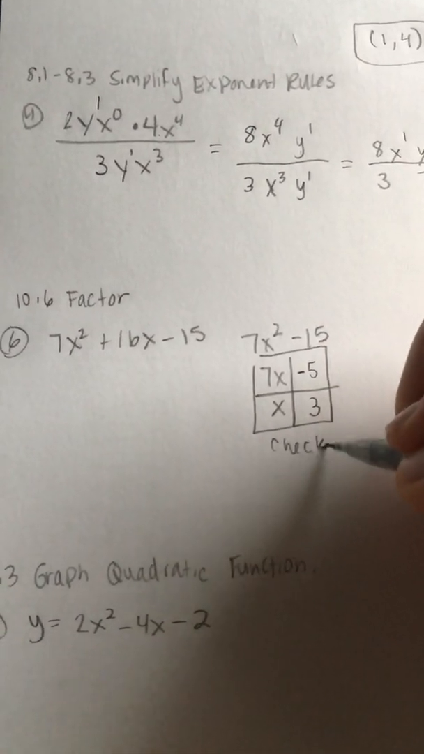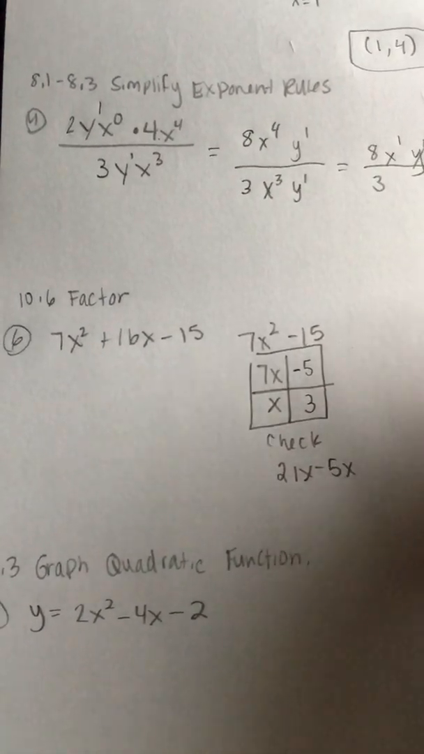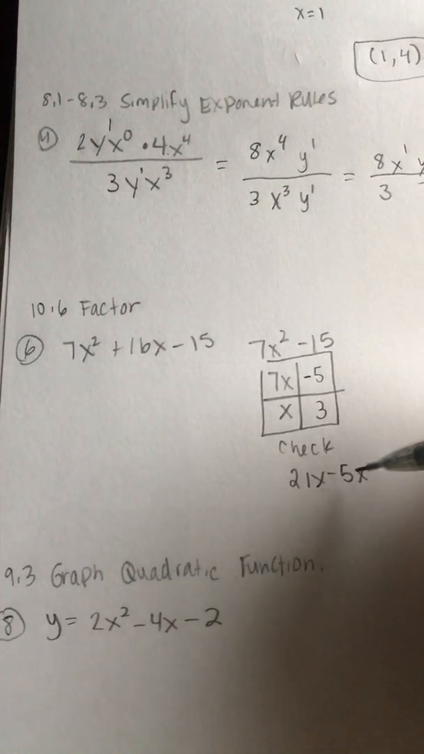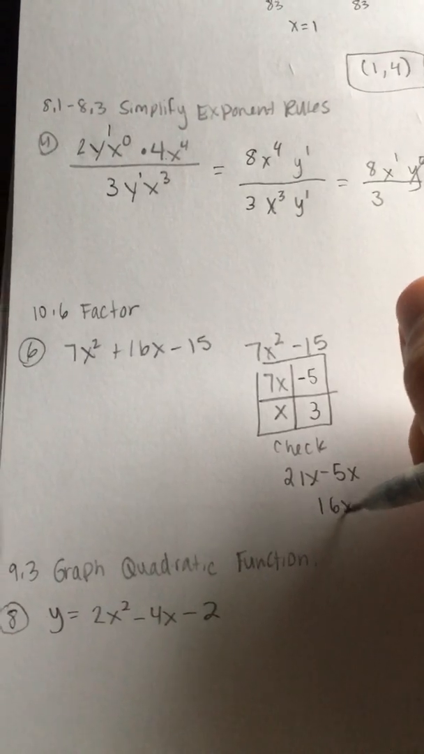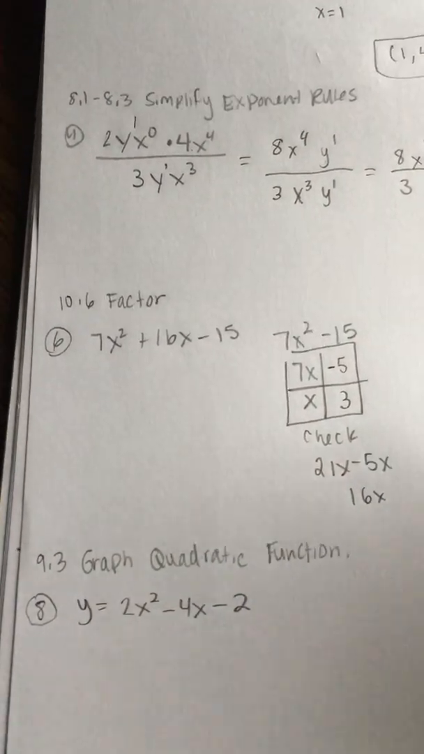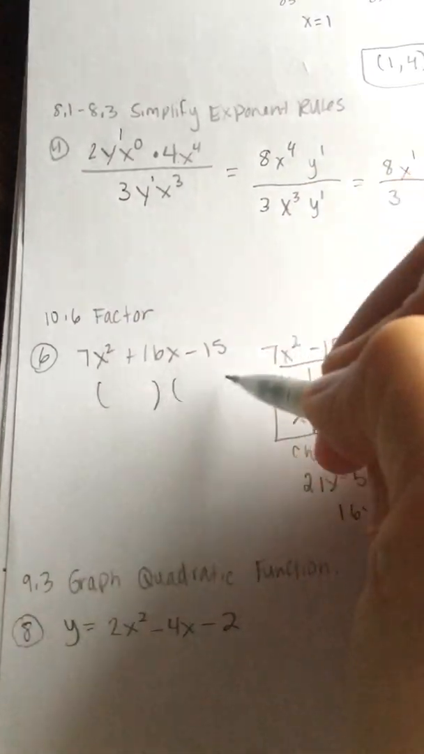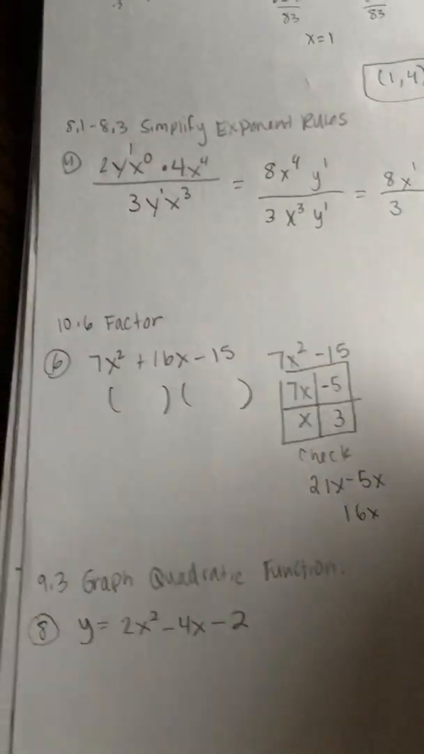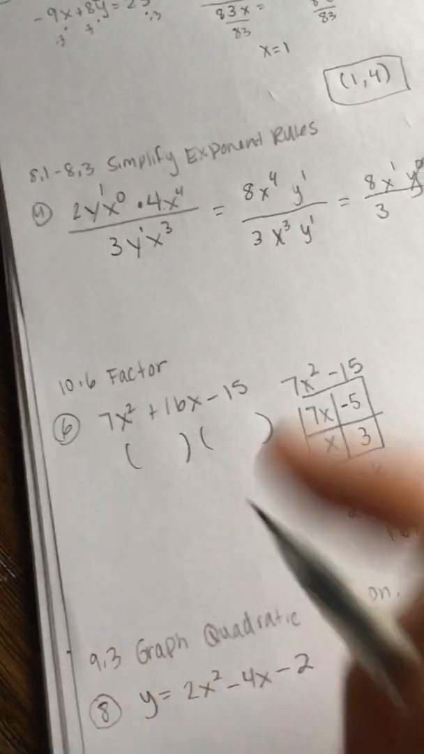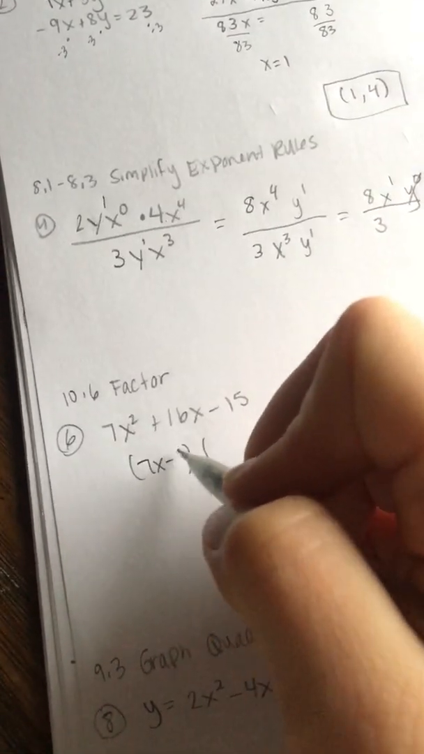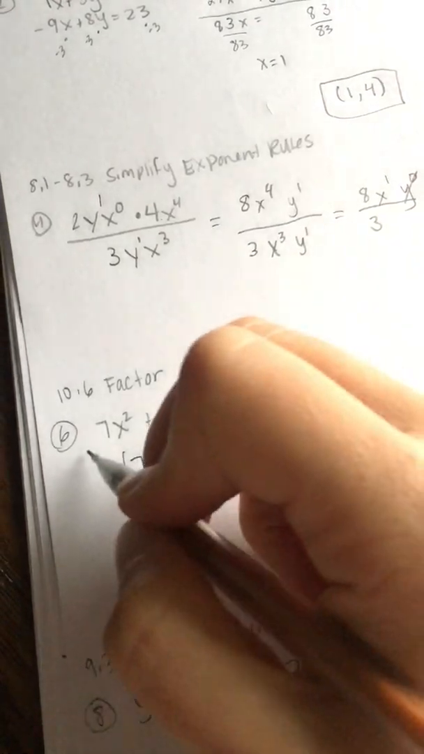So checking, I get 21x minus 5x. So 20, 19, 18, 17, 16. So yeah, 21 minus 5 is 16x. So this box does work. And then we write our factors like we read. So 2 sets of parentheses going from standard form to factored form, 2 sets of parentheses multiplied together to get you back to that original standard form. I'm seeing 7x minus 5. In my box, I'm seeing x plus 3.